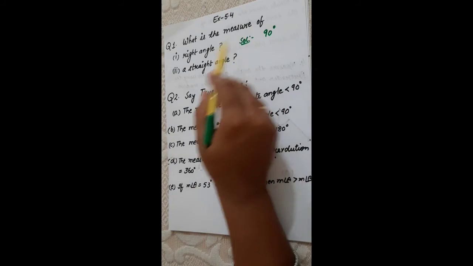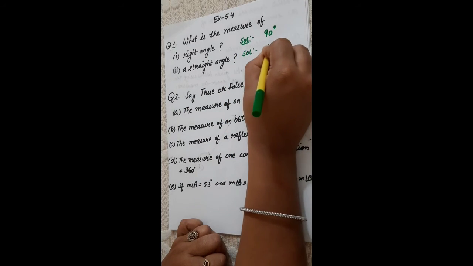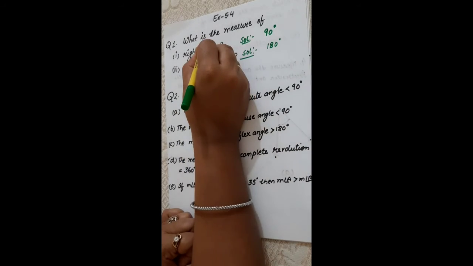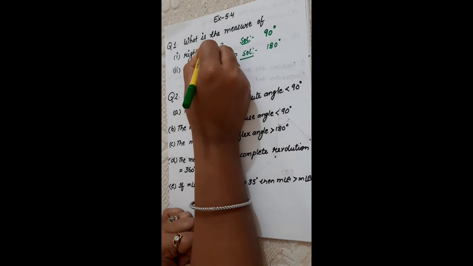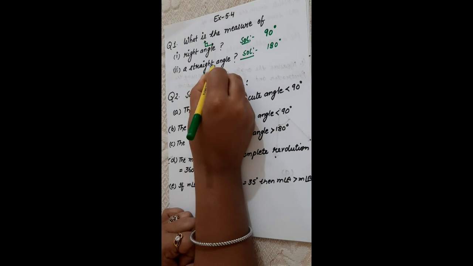Then I have: what is the measure of a straight angle? The measure of a straight angle is 180 degrees. So as we know, a right angle is like this and a straight angle is like this, a 180 degree straight line.